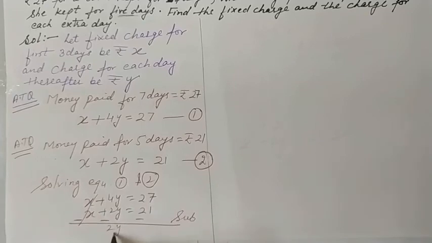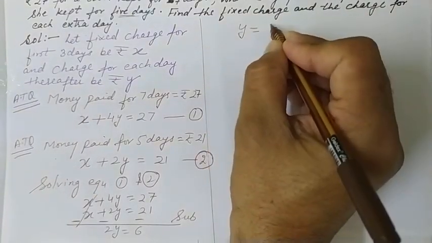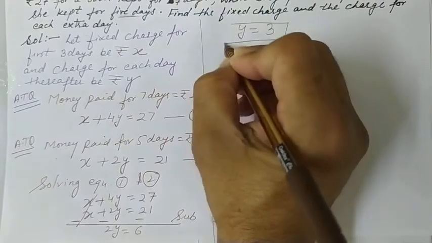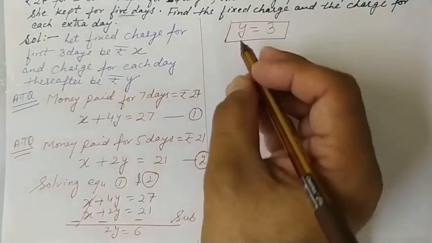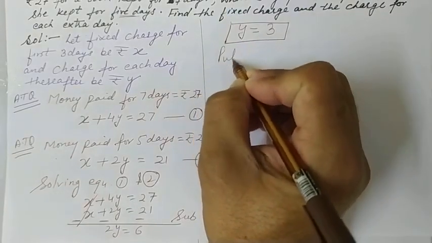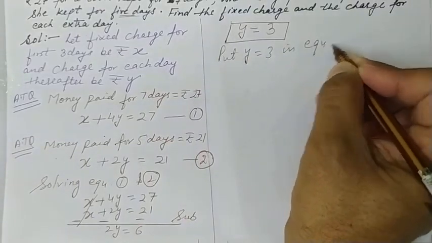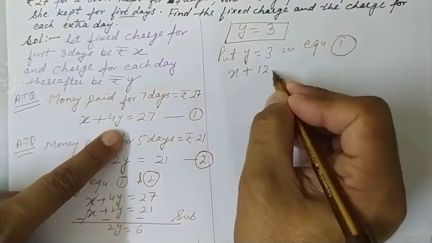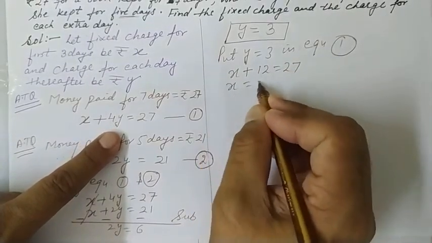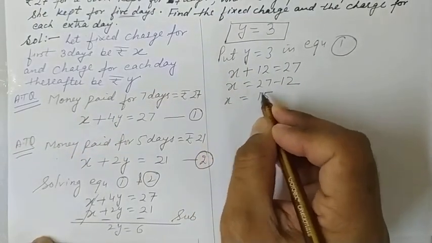2Y is equal to 6. So Y is 6 over 2, that is 3. So the value of Y is 3. It means the charge for each day thereafter is rupees 3. Now we'll find the value of X. Put Y equal to 3 in any equation. So we can write in equation 1, we'll put Y equal to 3 here. So X plus 4 into 3, which is 12, is 27. So X is 27 minus 12. So X is 15 rupees.